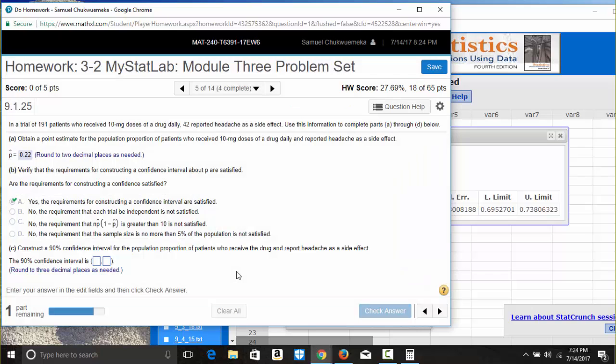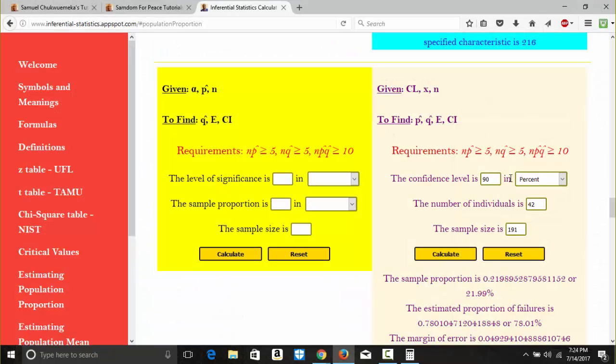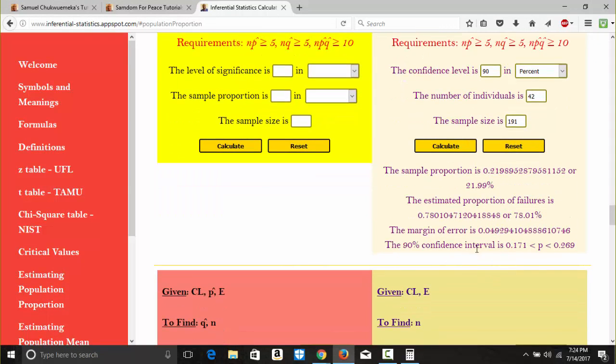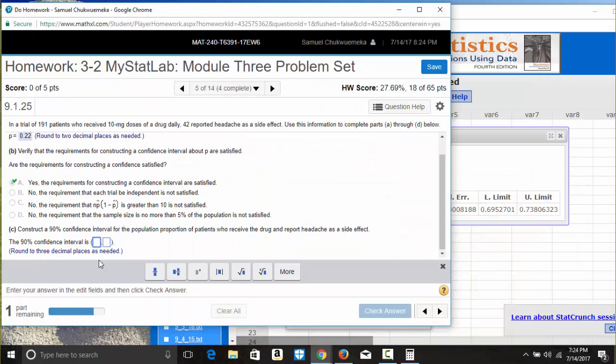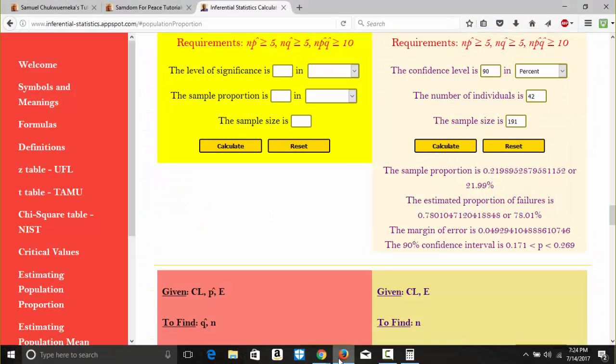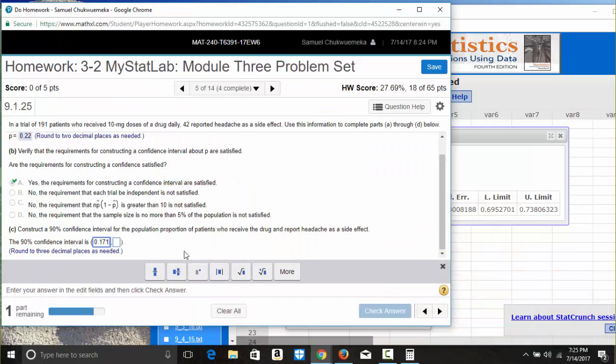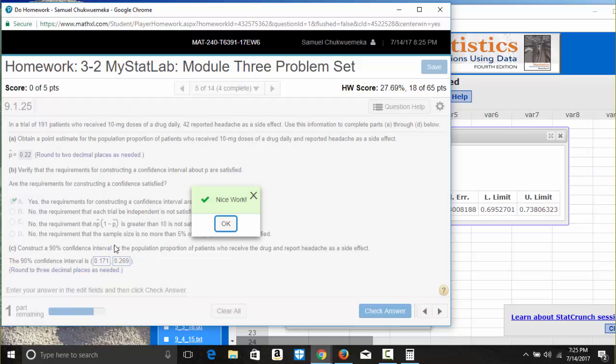Okay. Construct a 90% confidence interval. Oh, and we got 90% here. So great. We just come over here. The 90% confidence interval: this is 0.171 as the lower bound, and the upper bound is 0.269. Thank God we just got the exact question they asked.